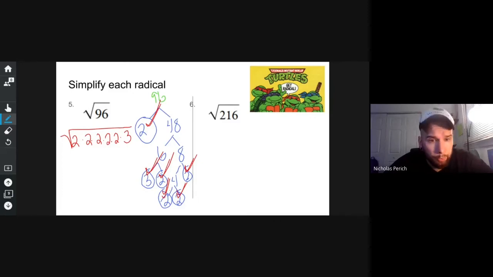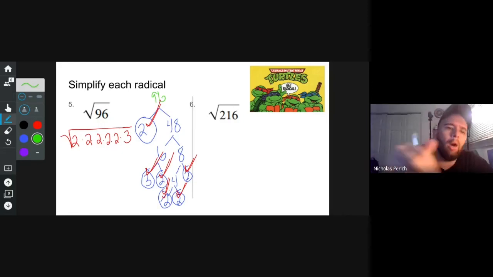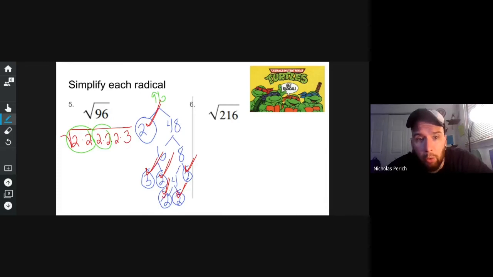When you simplify a square root, you're looking for groups of 2. You're looking for pairs. You're looking for squares. 2 times 2 is a square. 2 times 2 is a square. 2 times 3 is leftovers. This is the method that I use, the Nick Parrish method of simplifying square roots.